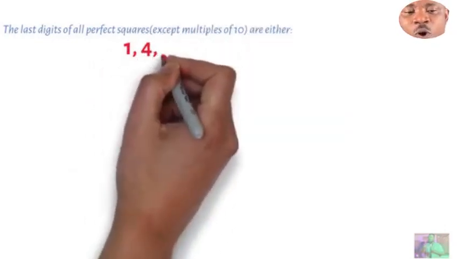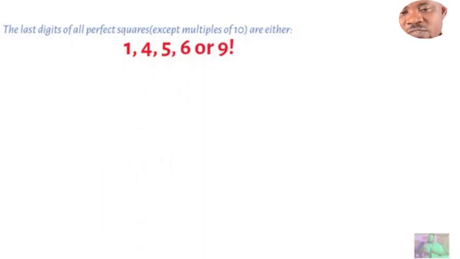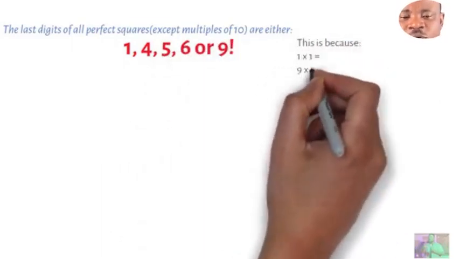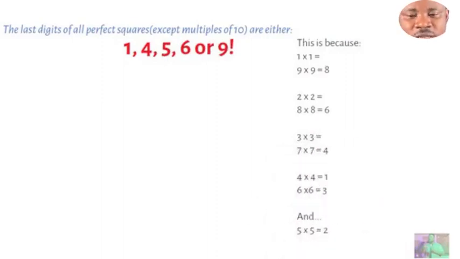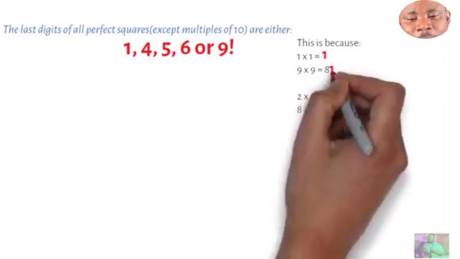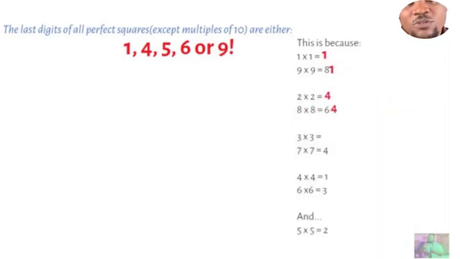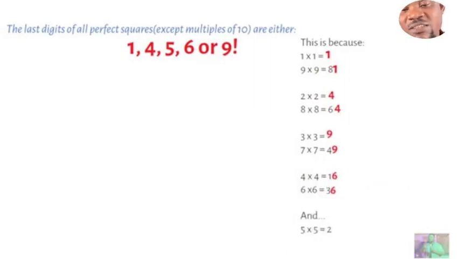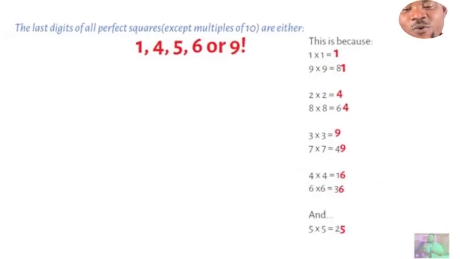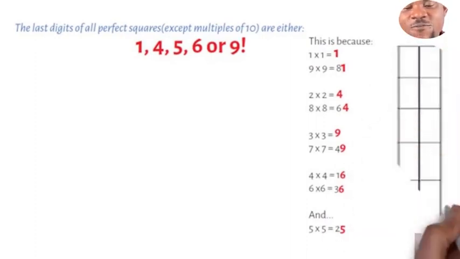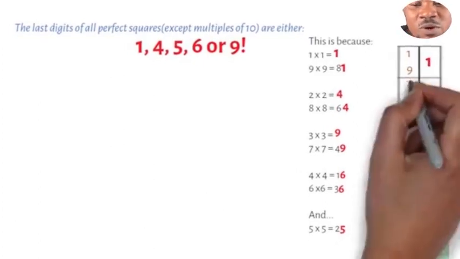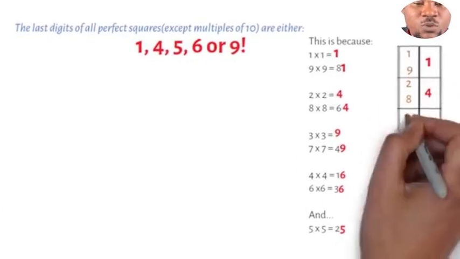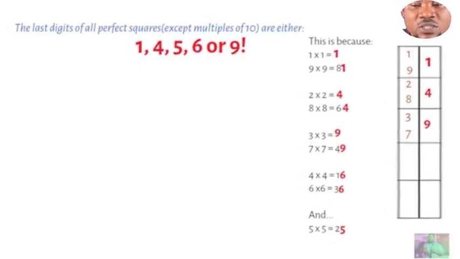The last digits of all perfect squares, except multiples of 10, are either 1, 4, 5, 6, or 9. This I'm trying to explain. If you have 1 times 1, the last digit will be 1. 9 times 9, the last digit is 1, that's 81. 2 and 8 give 4. 3 and 7 give 9. 4 and 6 give 6. 5 gives 5. So the last digit of any two numbers that you multiply together, as long as it's not a multiple of 10, is going to be either 1, 4, 5, 6, or 9.